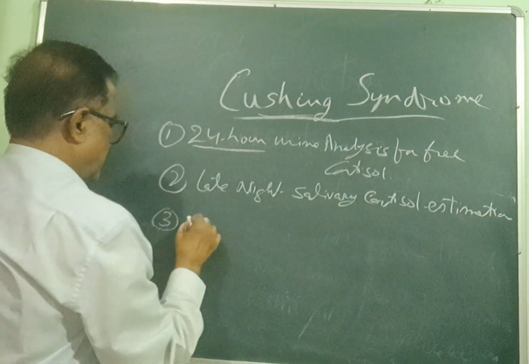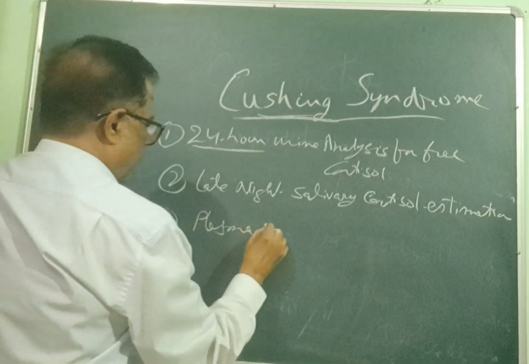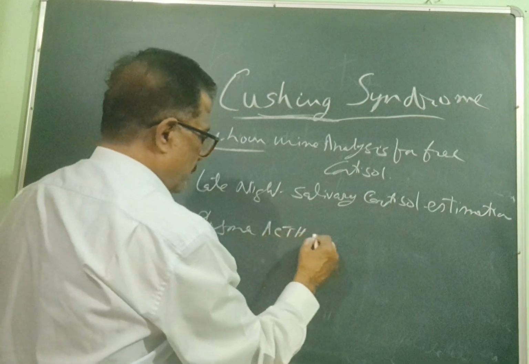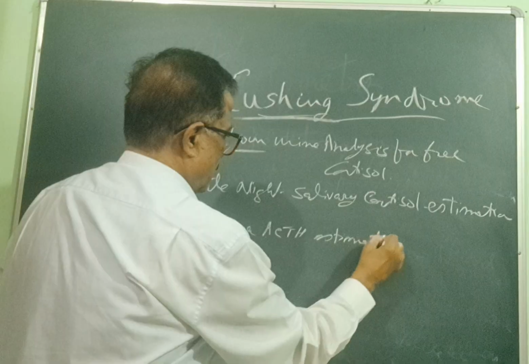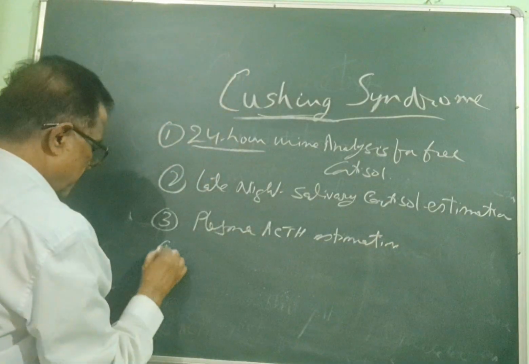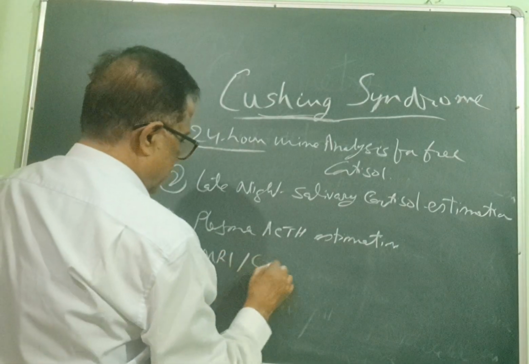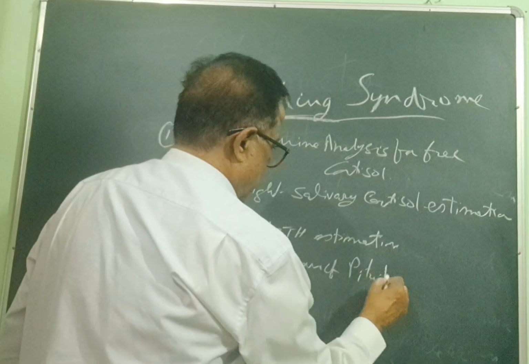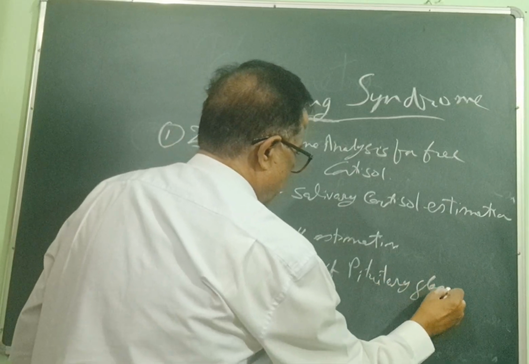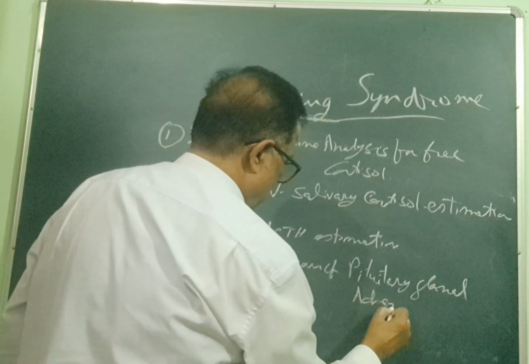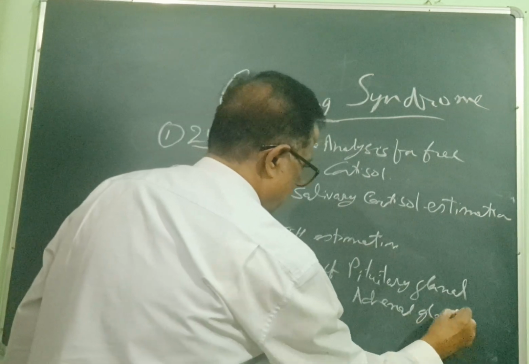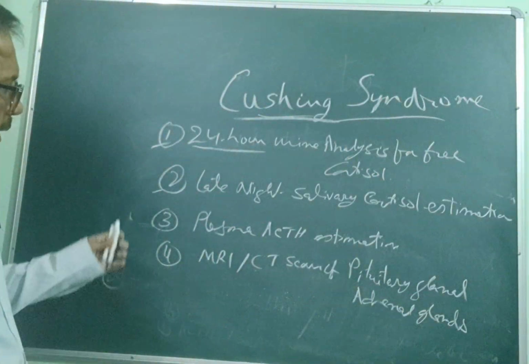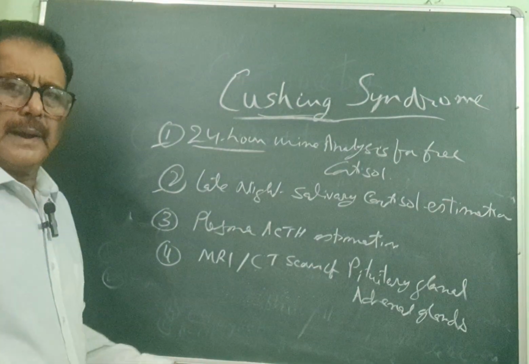Then third, plasma ACTH estimation. ACTH, that is adrenocorticotropic hormone estimation. Number 4, MRI and CT scan of pituitary gland and adrenal glands. Most important are 24-hour urine analysis and late night test. And if these are positive, then we will go for MRI and CT scanning.